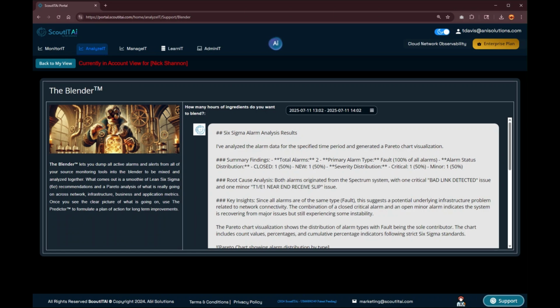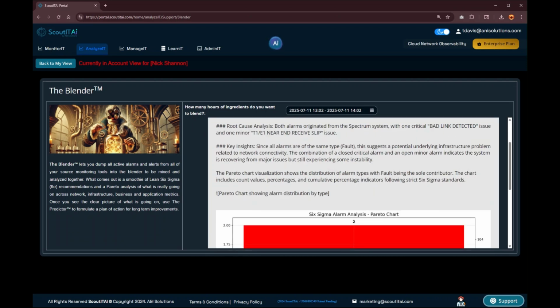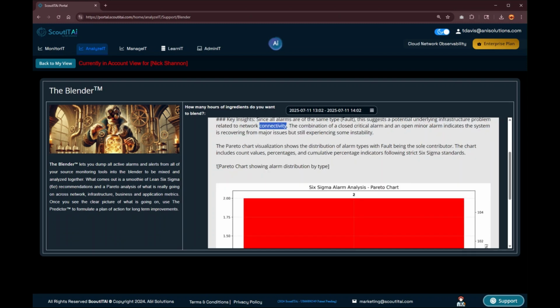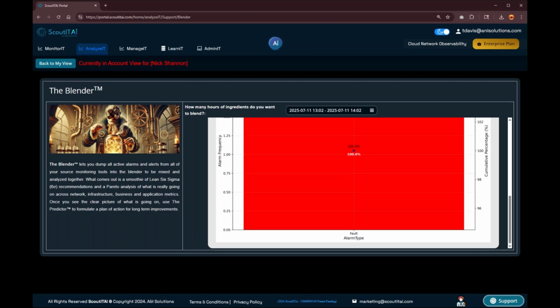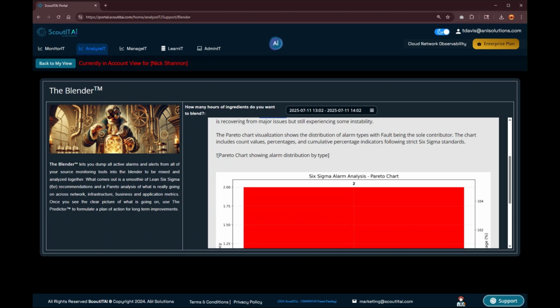And you see it just finished. In this case, it didn't have many alarms, so we're not going to have an impressive chart, but it did find some root cause analysis in the alarms that it sees. Since all alarms are the same type, which is fault, you probably have an underlying infrastructure network connectivity issue, and then you get a Pareto chart showing fault being that. Since you only have faults, you're not going to get a full Pareto chart.